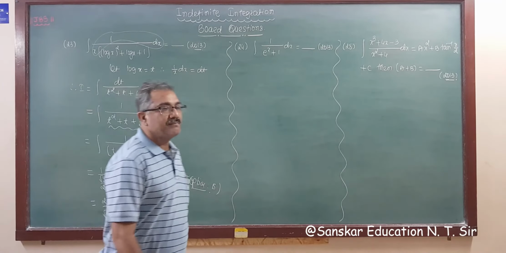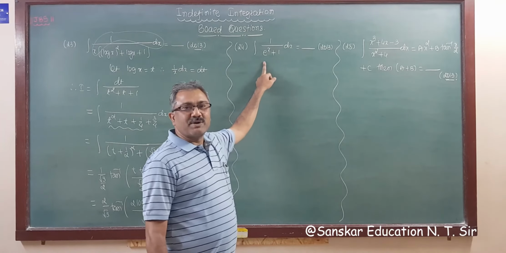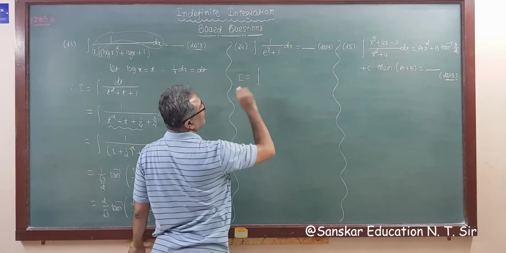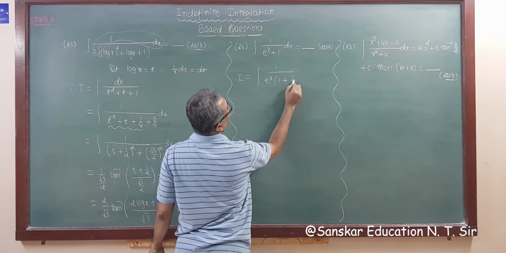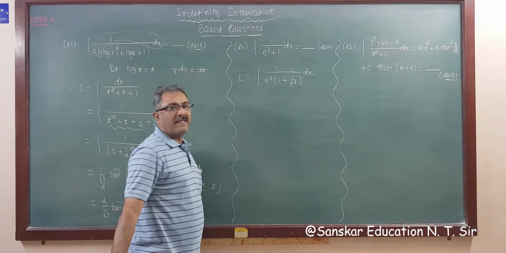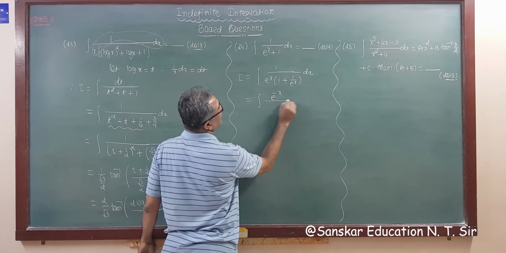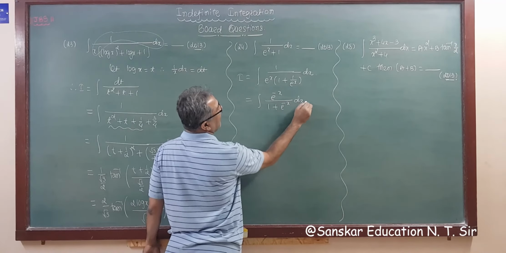Now in this one, I said take e raised to x common. So if we take e raised to x common, then this is integration of 1 upon e raised to x common, 1 plus 1 upon e raised to x, dx, right? So this becomes integration of e raised to minus x upon 1 plus e raised to minus x dx.